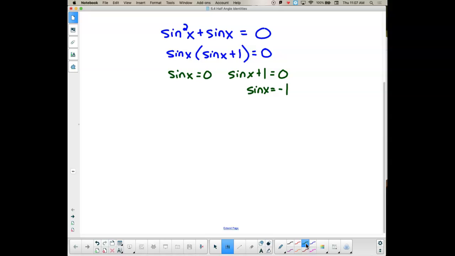On my unit circle, where is sine equal to 0? That happens at 0 and pi. On my unit circle, where is sine equal to negative 1? That happens at 3 pi over 2. I was trying to get through 3 pi over 2 and then sneeze, but it didn't work out. I tried. Okay? You could use multiple ways, right?